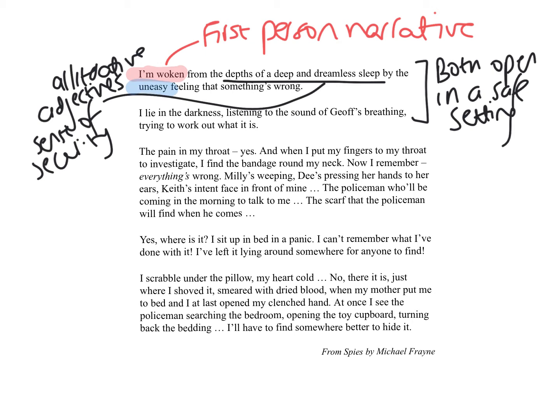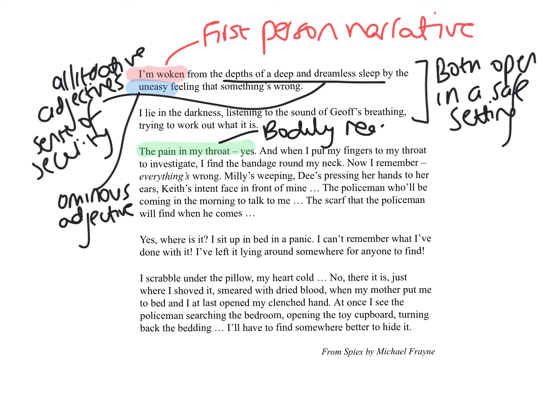The uneasy feeling, which creates that dramatic tonal shift from peace and security to something more ominous and foreboding. So this is more of an ominous adjective, the uneasy feeling. And then they're trying to figure out what it is. They listen to another character breathing, and then suddenly it's this bodily reaction of the pain in my throat, which causes the protagonist to remember what happened, what the problem was.